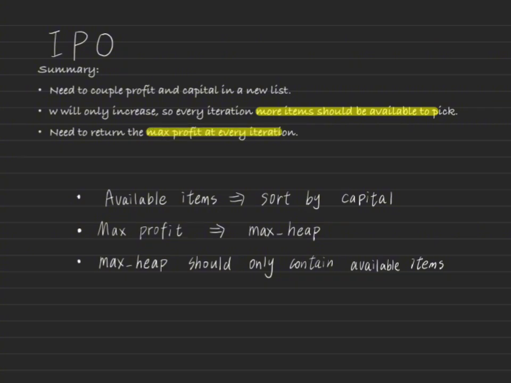To get the available items easily, we can sort the projects by the amount of capital needed to start them. And starting from the beginning, we can add them to the available list by comparing against our current capital. At every iteration, we need to pop out the item with the max profit. So a max heap will be appropriate here. Let's look into this deeper at the next slide.